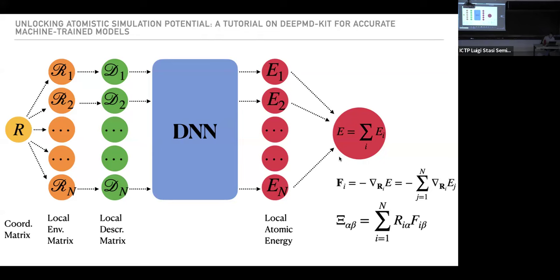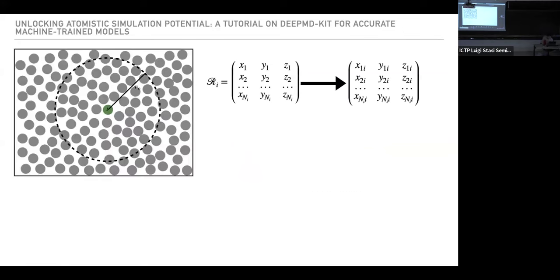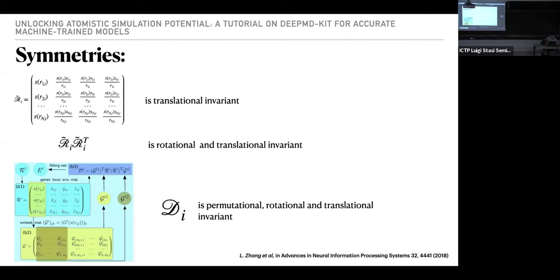Yes. Sorry, one more question. Can you go back? So you have a cutoff, or no, you don't have a cutoff, you have a switching function. You have a cutoff, yes. You do have a cutoff. Yes, and also a switching function that goes smoothly to zero at the cutoff. Right, but there's going to be a different number of atoms within the cutoff at any time step, right? Yeah, no problem. So you just have zero in here.